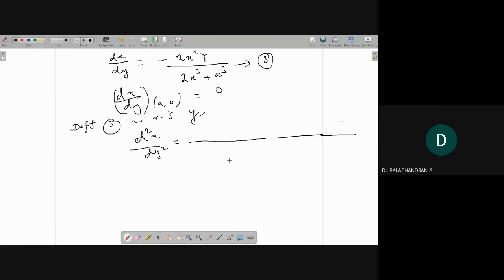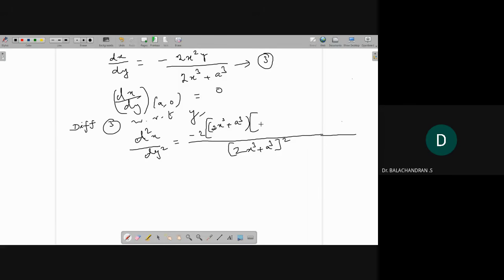okay, so the denominator is 2x cube plus a cube whole square. Keep the numerator as it is. In the numerator, I'm taking commonly minus 2, so 2x cube plus a cube. To differentiate the numerator, that is, the numerator is x square y.